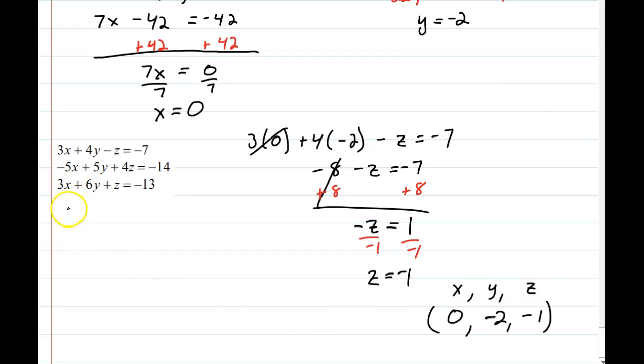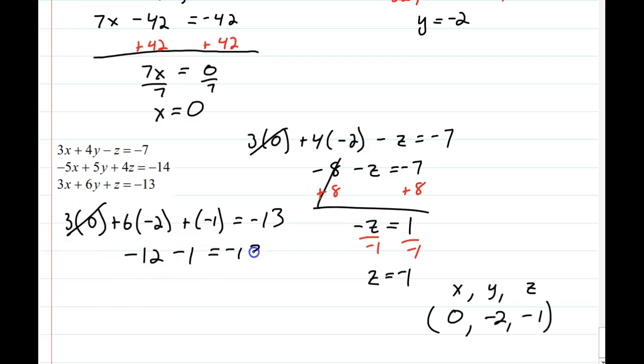So pick another equation to check it. We'll use the bottom one. 3 times 0 plus 6 times negative 2 plus z, which is negative 1. If I'm right, this should equal negative 13. This goes away. Negative 12 minus 1 is negative 13. So that works. So that should be the correct answer.